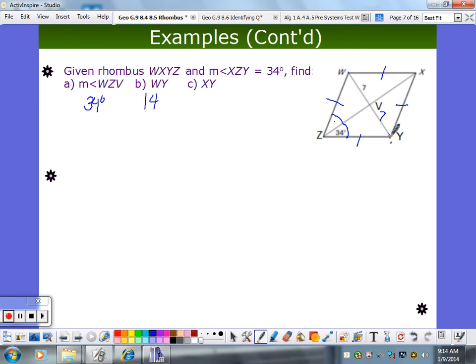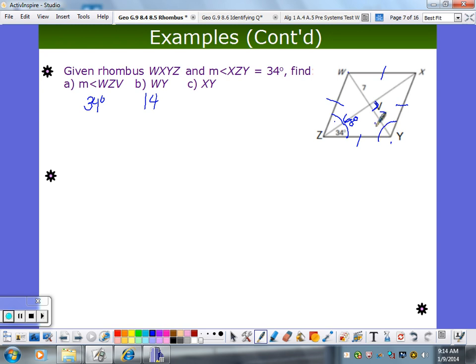This one, you have to think a little bit. I'm going to give you a hint here. What do I know about the diagonals here? What do they form in the center? A right angle, right? They're perpendicular. So I got that. What else do I kind of know? If this is 34 and 34, so this whole thing is 68, right? What's this whole angle here going to be?